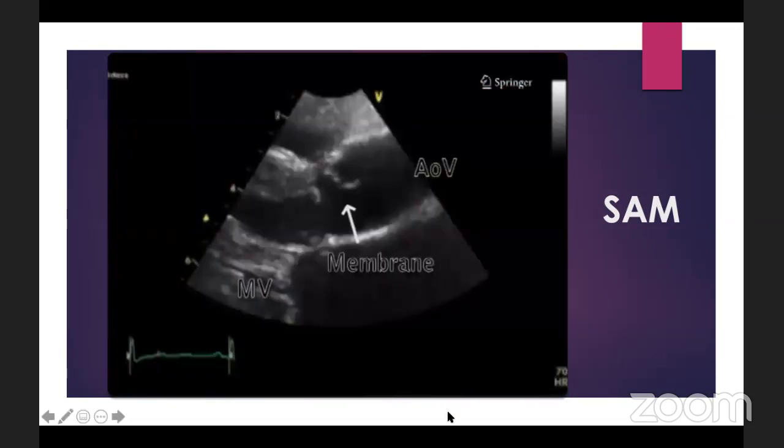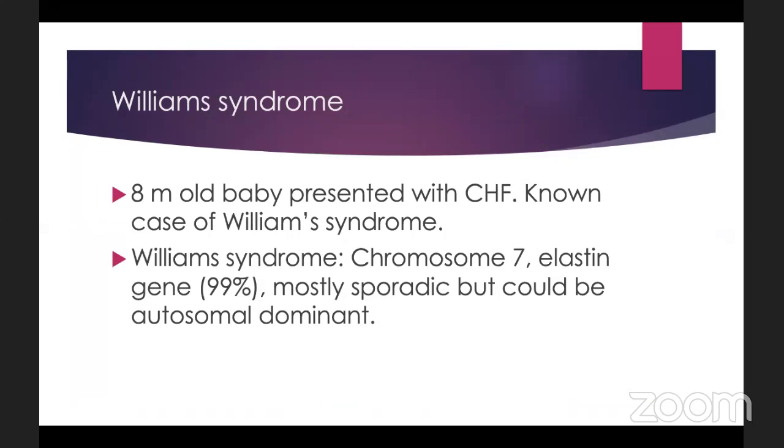Okay, so this is a case of Williams syndrome. Williams syndrome is a genetic disease that happens most commonly as a sporadic form, but there are some reports of autosomal dominant inheritance. It's due to a missing copy of the elastin gene on chromosome 7 in almost 99% of the cases. At least that's what the literature suggests.